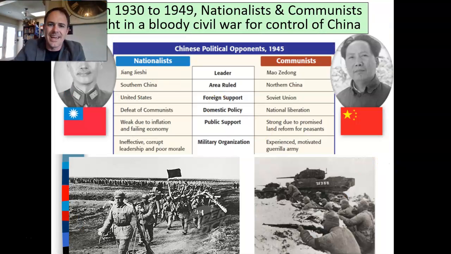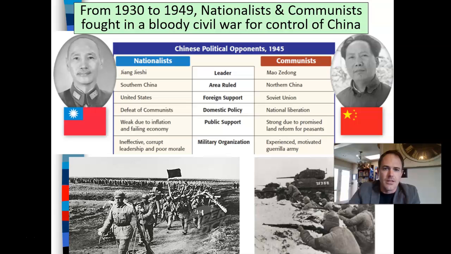All right, so from 1930 to 1949, these two sides are fighting in a bloody civil war, right? Mostly the nationalists are in the south, while the communists are in the north. The nationalists are supported by the United States, and the communists supported by the Soviet Union, right? Over time, communist public support and military organization proved superior to the nationalists.